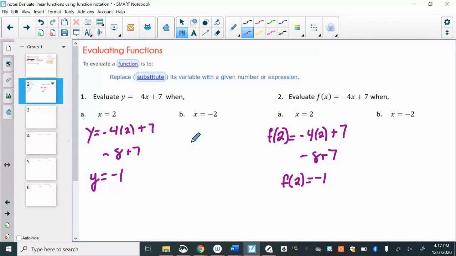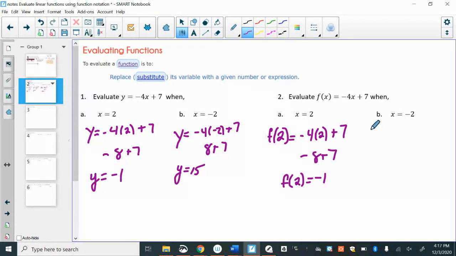Let's just try it with a different number. We've got negative 2 here. So if we're just using y, we would replace x with negative 2. That's going to give us 8 plus 7. So y is equal to 15.